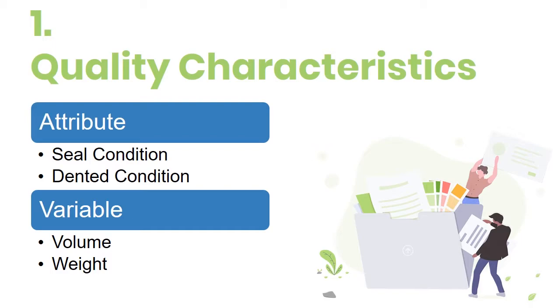The first chapter is about quality characteristics. It is divided into two characteristics, which are attribute and variable. For the attribute characteristics, we define it as seal condition and dent condition for the packaging. And for the variable, we define it as net volume of the product and brutto weight of the product.